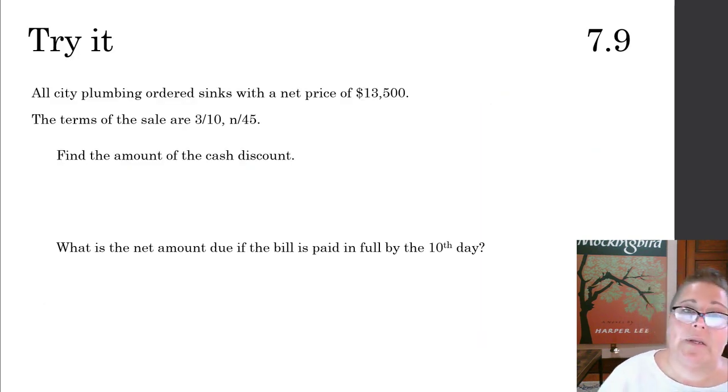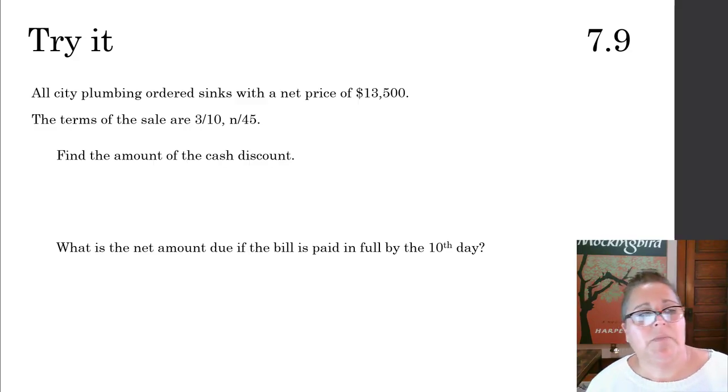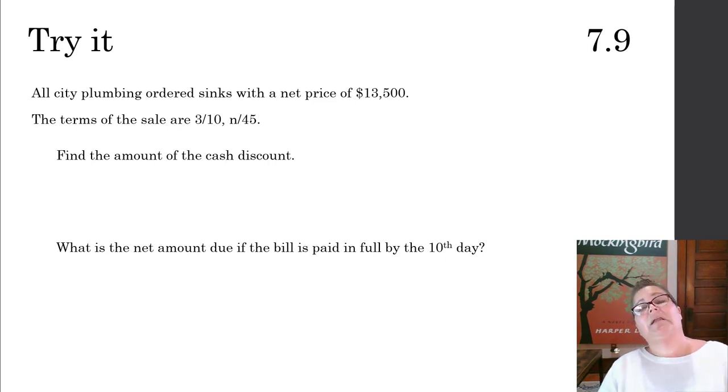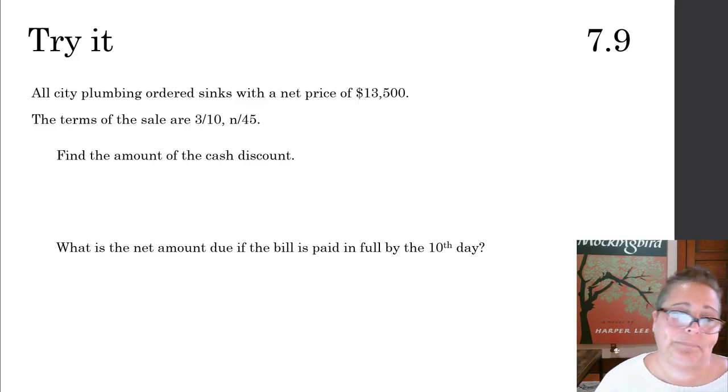From section 7.9 in your text, let's try one. All City Plumbing ordered sinks with a net price of $13,500. Terms of sale are 3/10, N/45. Find the amount of the cash discount. What is the net amount due if the bill is paid in full by the 10th day?